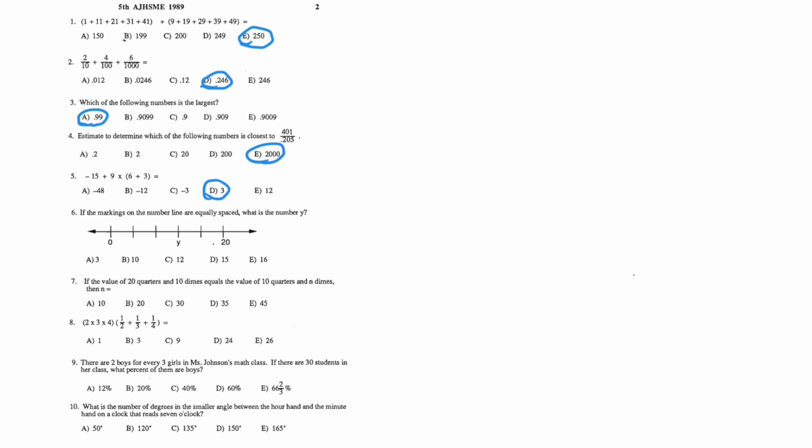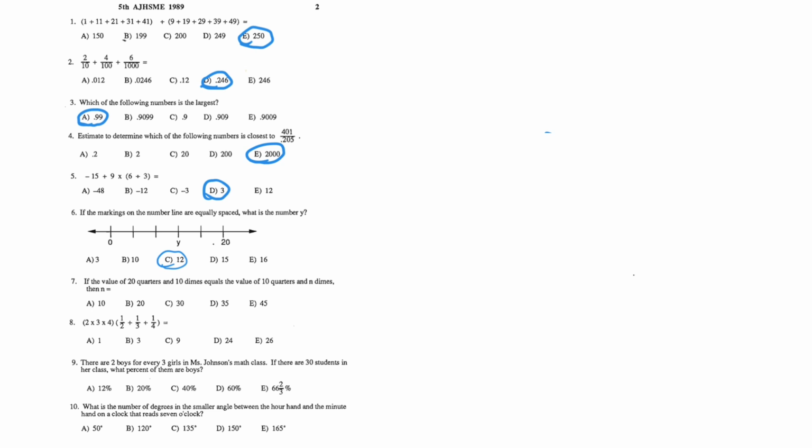Number 6. If the markings on the number line are equally spaced, what is the number Y? From 0 to 20, they are evenly divided into 1, 2, 3, 4, 5 parts. So 5 parts is 20. 1 part is 4. So 4, 8, 12, 16, 20. So Y is 12. That's the answer C.